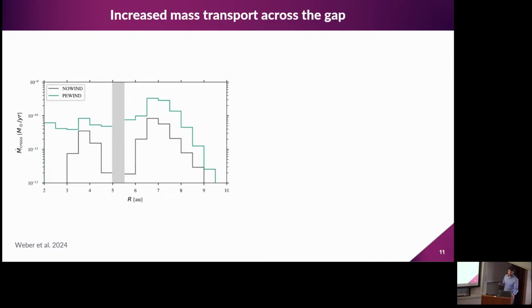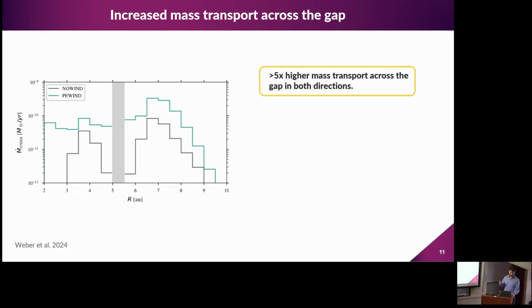Another very important effect is that we have an increase in the mass transport across the gap. What you see here is radial bins, and each bin indicates how much mass that originates in this bin can be transported across the gap. The gap is shown as this gray shaded region. If it crosses the gap from the outer to the inner disk or the other way around, it will show up in this bin. And you'll see that the green line again is much higher everywhere. We can also start transporting material from the innermost disk to the outer disk, which isn't possible without the wind. In total, we find 5 times higher mass transport rates across the gap in both directions.